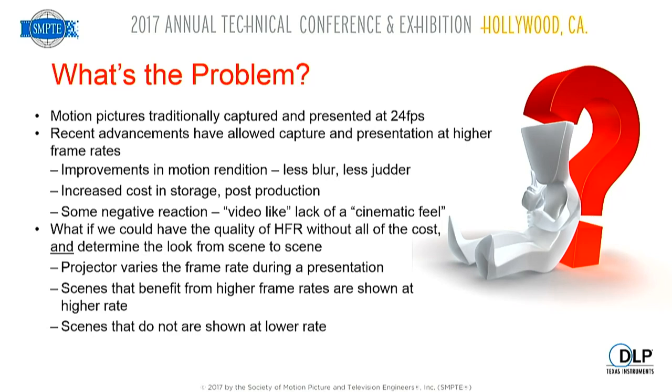So what's the problem that we're trying to solve? Motion pictures have been captured and presented at 24 frames a second for a really long time, since sound was added to the motion picture experience, because that happened to be a nice frame rate for all the audio to work. But as we've seen, there's been a lot of recent advancements in capturing and presenting at other higher frame rates. So at 48 or at 60 or at 120 frames per second.